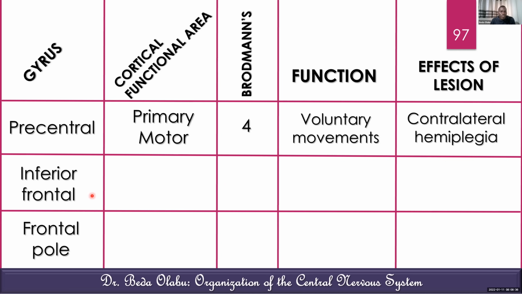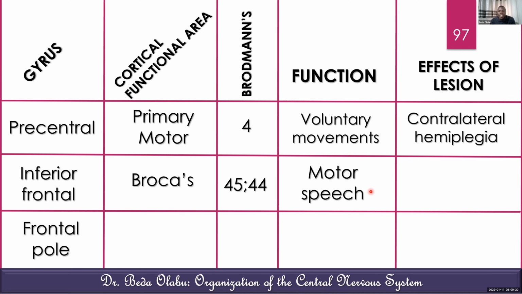Let's go to another gyrus. The next gyrus is the inferior frontal gyrus. The inferior frontal gyrus has 3 parts. It has the most posterior part, which we call the opercular part, a middle part called the triangular part, and an anterior part, which we are calling the orbital part. The triangular and the opercular part house a cortical region that we call the Broca's area. The triangular part is area 45, and the opercular part is area 44.